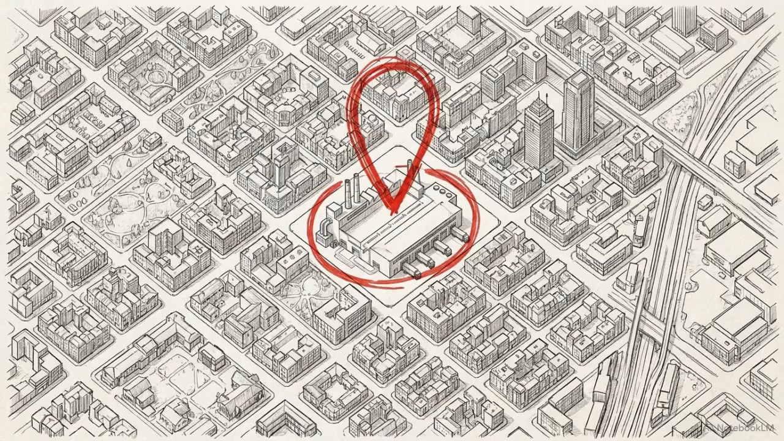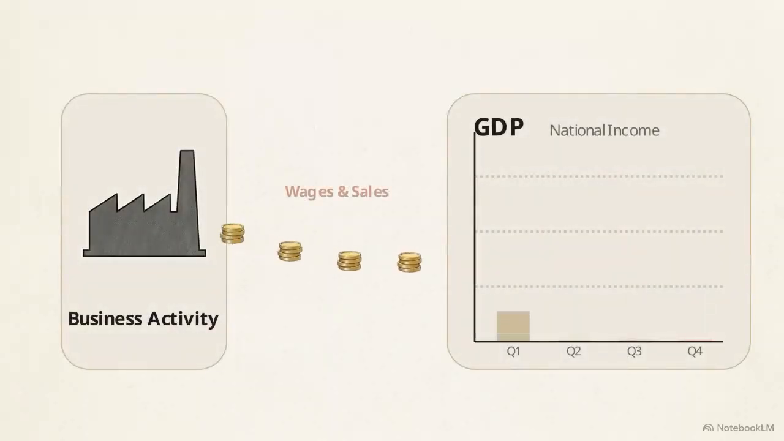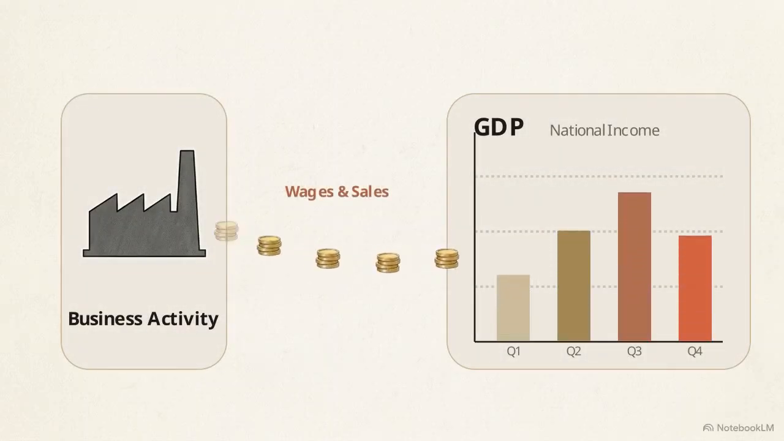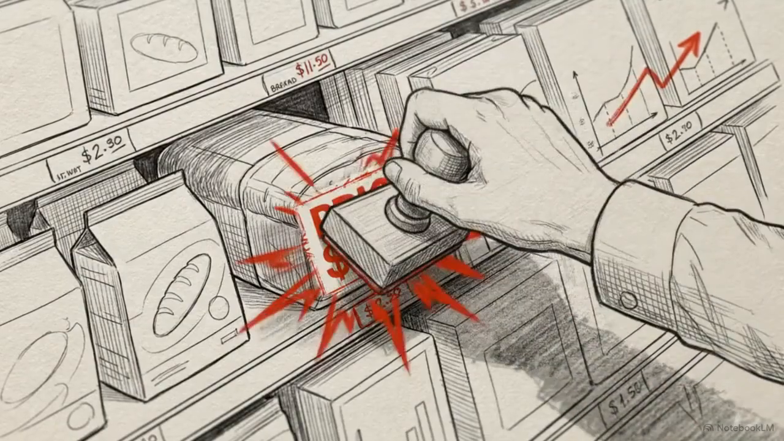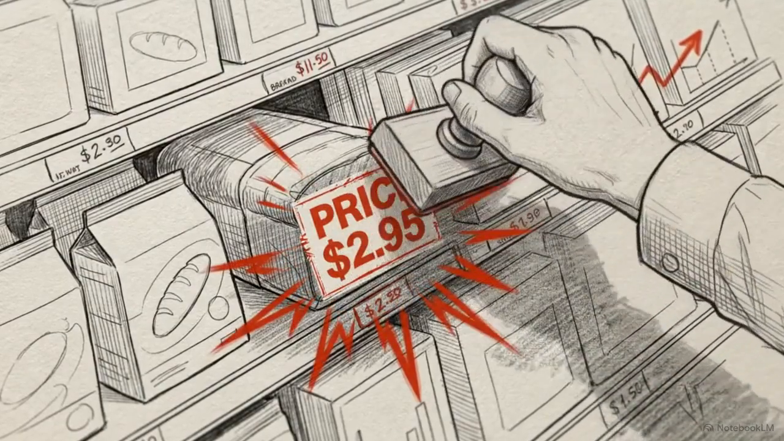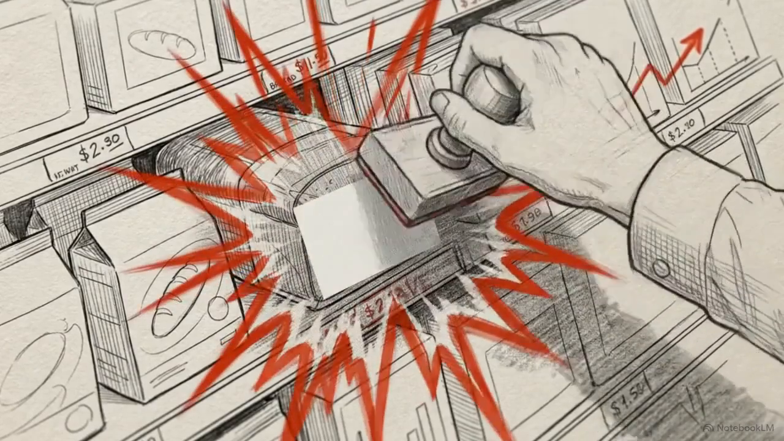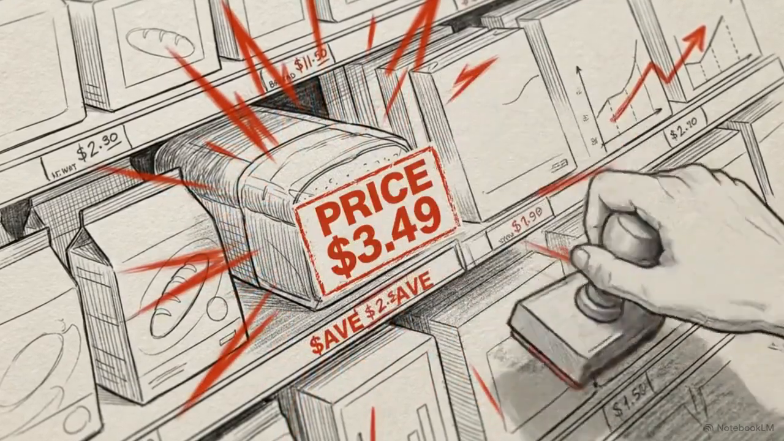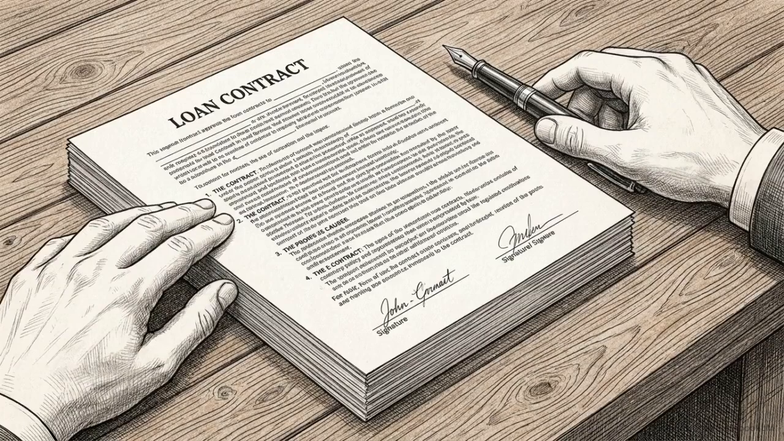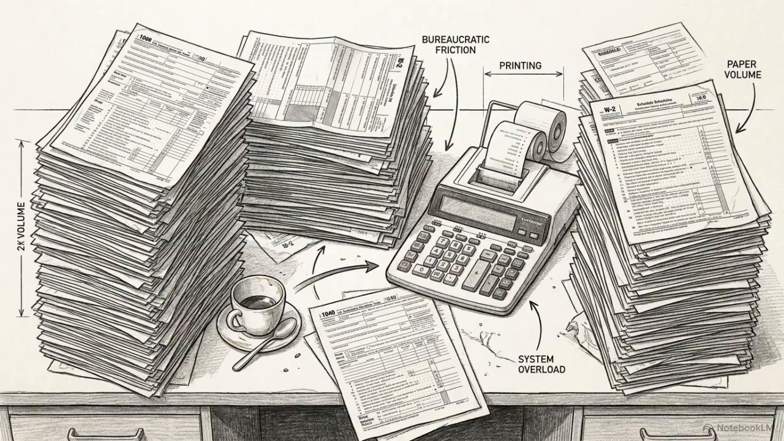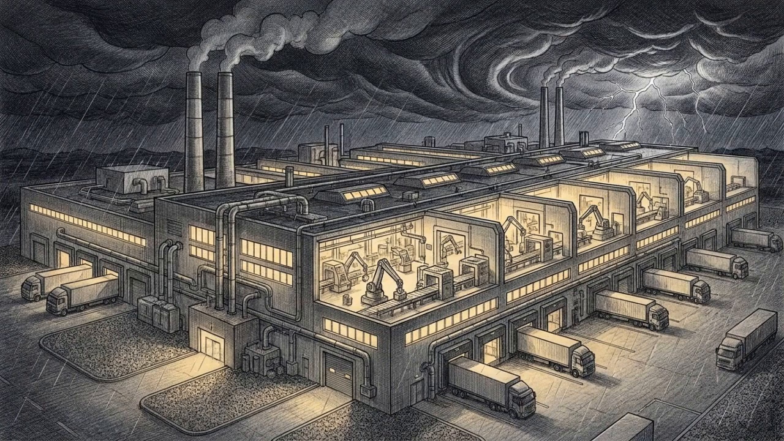Our business is also a component of the national economy. Every wage we pay and unit we sell contributes to national income and the gross domestic product. This exposes the firm to macroeconomic risks like inflation. When the general price level rises, it erodes purchasing power and increases input costs. To manage this, the government uses monetary policy to adjust interest rates and fiscal policy to change taxing and spending levels. To weather these fluctuations and fund growth, firms raise capital.